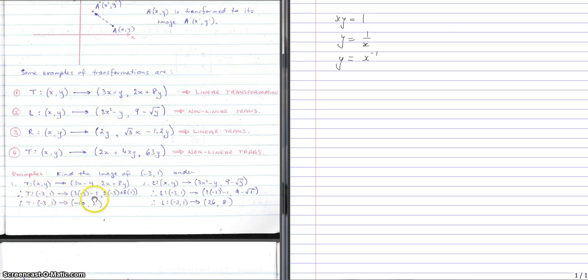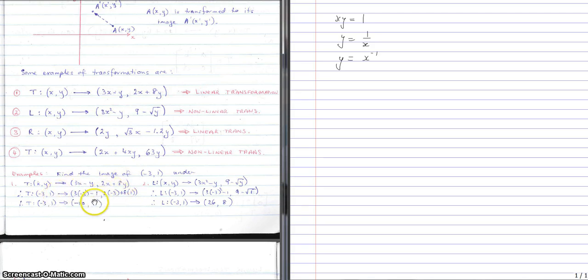So the new x coordinate is given according to the rule 3x minus y. So 3 times negative 3 minus our y value, which is 1. So negative 9 minus 1 is negative 10. And so we have negative 10 here as our new point. And then our y coordinate, 2 times x. So 2 times negative 3 plus 8 times 1.